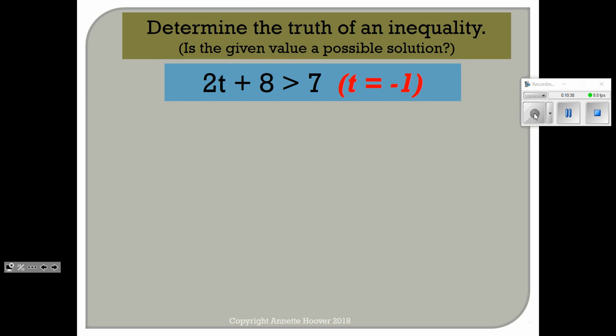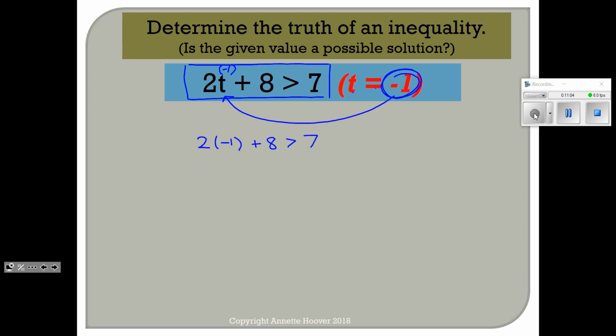Determine the truth of an inequality. So if we have this inequality up here and you were to graph it, they're asking, would -1 be one of the possible solutions? Well, with this, all we have to do is plug in the number and see if it's true. If t is equal to -1, it means we plug in -1 for t. And we would have 2 times -1 plus 8 is greater than 7. Let's see if this is a true statement.